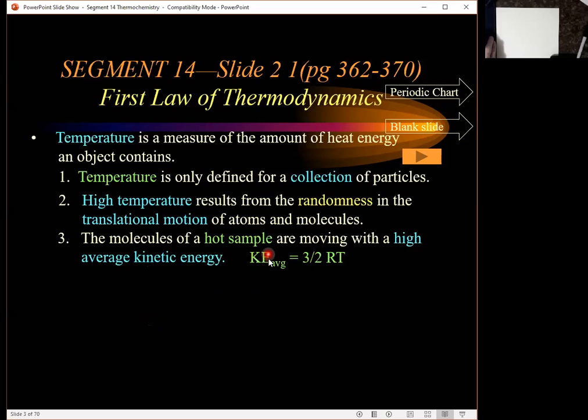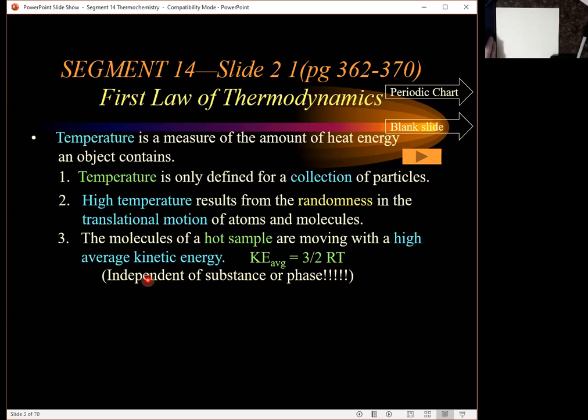Now, the average kinetic energy turns out to be very, very simple. It's just 3/2 times R times T. R here has the value 8.314. It's the ideal gas constant, in units of 8.314 joules per mole per Kelvin, and the temperature has to be in Kelvin. So if you tell me what the temperature is, I can give you the average kinetic energy of the molecules that make up that substance.